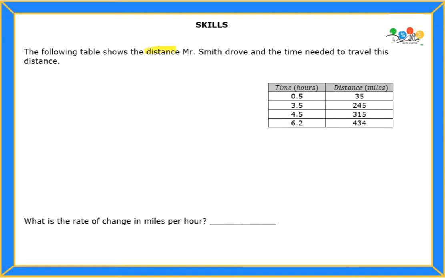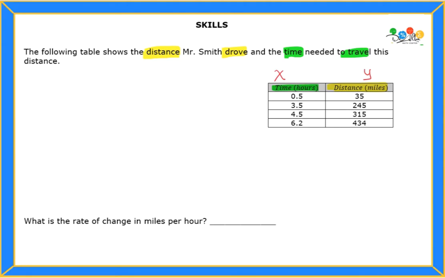So first of all, we are talking about the distance that he drove, and that is right here in miles. That will be my y values. Then what else is needed here? Well, we're talking about the time that it took him to travel that much of a distance, and that will be the hours. And the hours is going to be my x values.